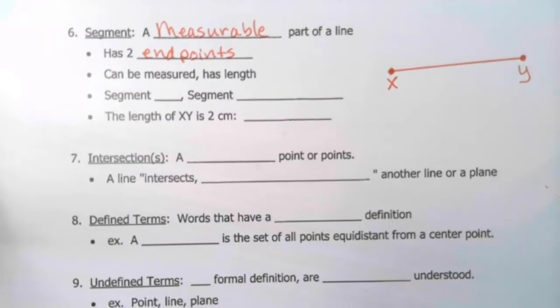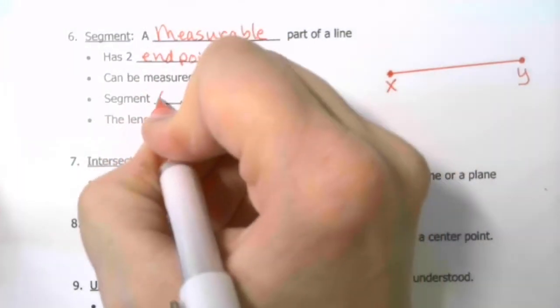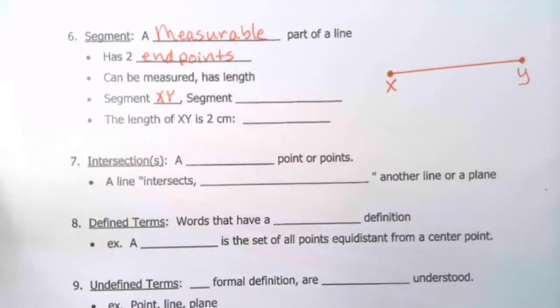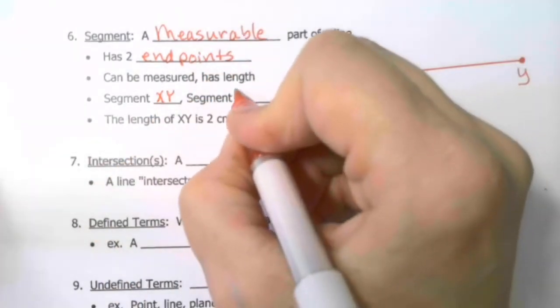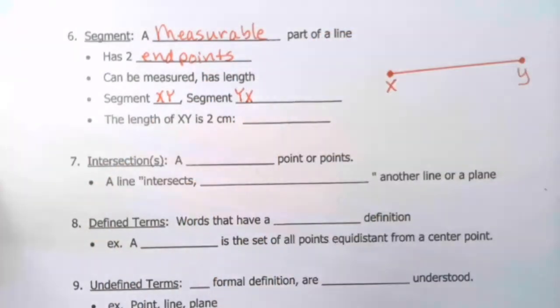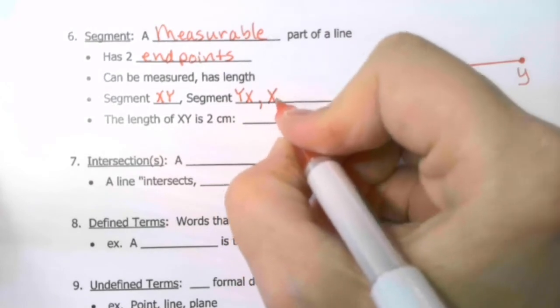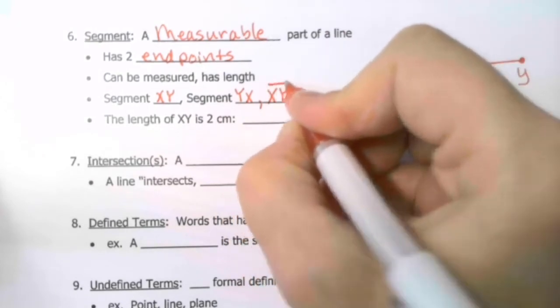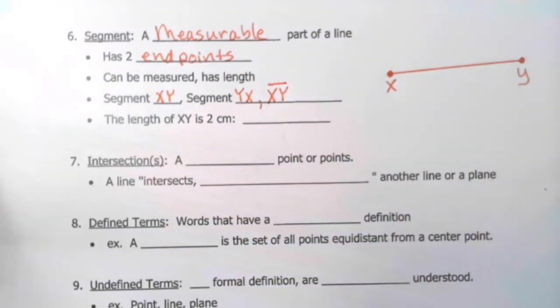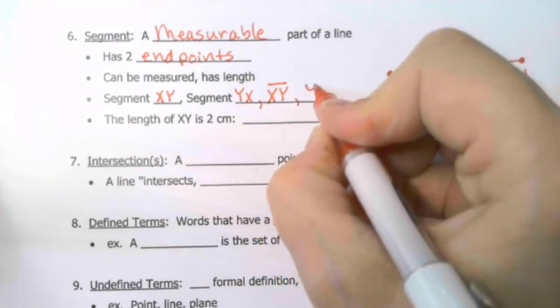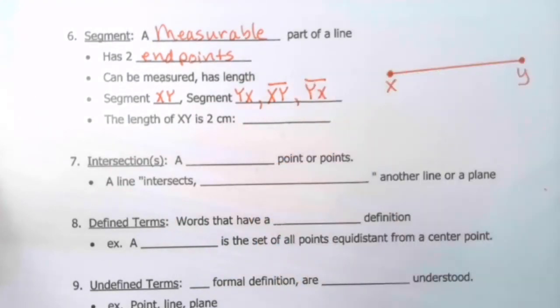We can name this as segment XY. We can also name it segment YX. And the shorthand, which most people use rather than writing out the word segment, is you write the endpoints with a segment up above, a bar up above. So you could have segment XY or YX with the bar up above.